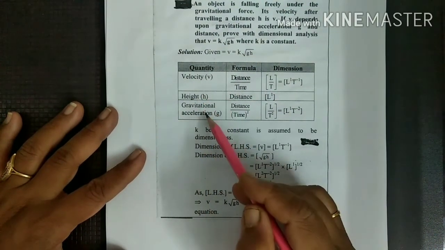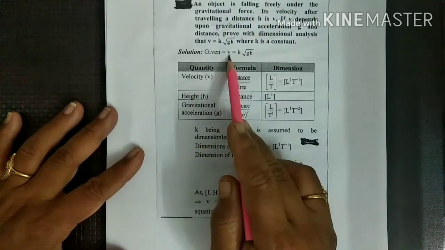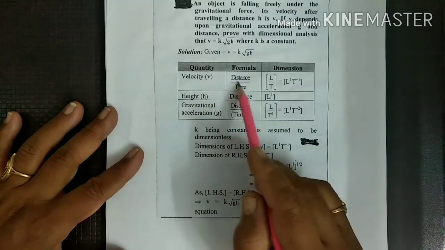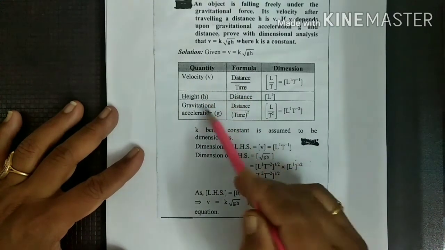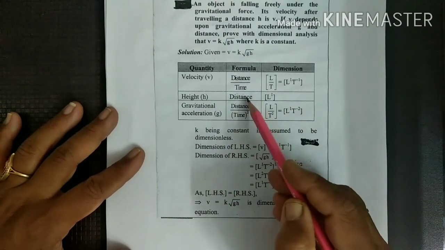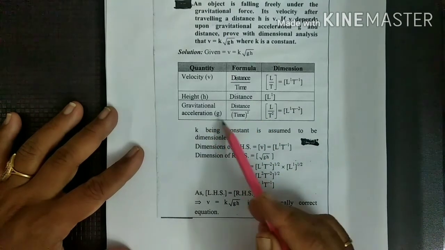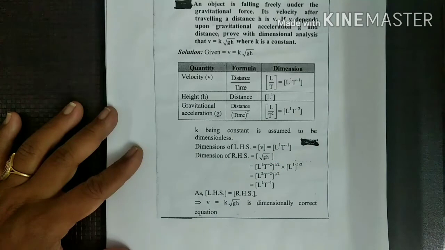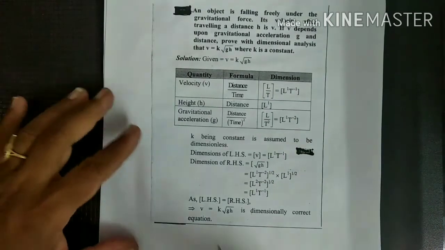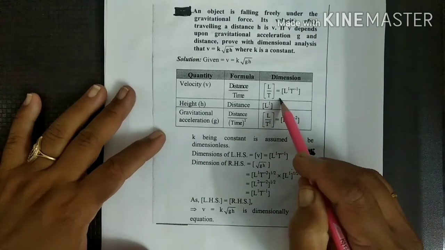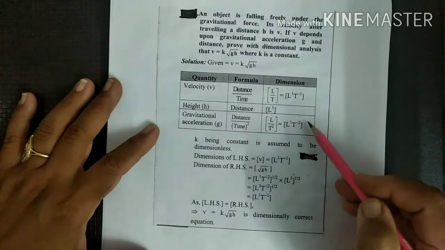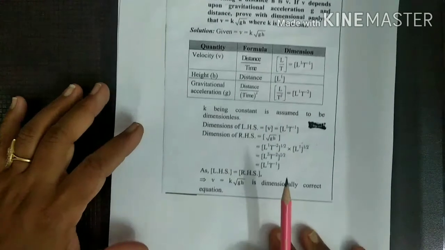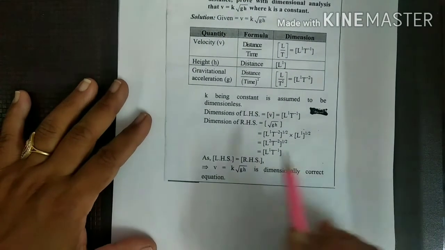Which quantities are given here? Velocity v, height h, gravitational acceleration g. Formula for velocity, that is distance upon time. For h we can measure in distance, and for gravitational acceleration, that is distance upon time square. Therefore these are the dimensions for that quantity. We have to already find out that dimensions. That's why here we have taken directly.